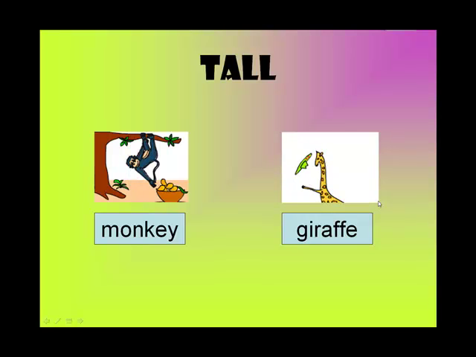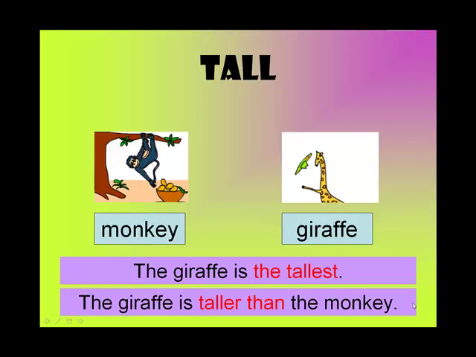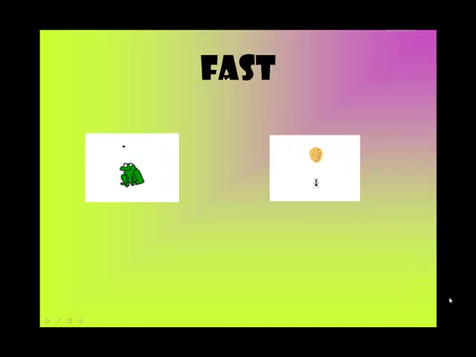Our superlative sentence will be, the giraffe is the tallest, because tall is our adjective, and we know that between these 2, she is the tallest. The giraffe is the tallest. That is the superlative. Remember, superlative, short adjective, tall, we add est at the end and the before the adjective. The giraffe is the tallest. Now the comparative, the giraffe is taller than the monkey. Okay, so the giraffe is the tallest and the giraffe is taller than the monkey. Comparative, down here, and superlative. Okay? Let's move on to another pair of animals.